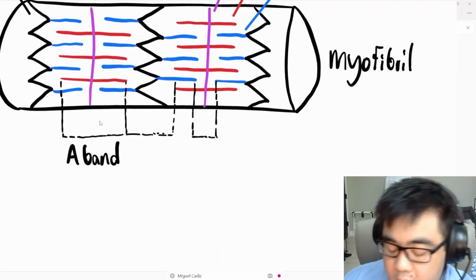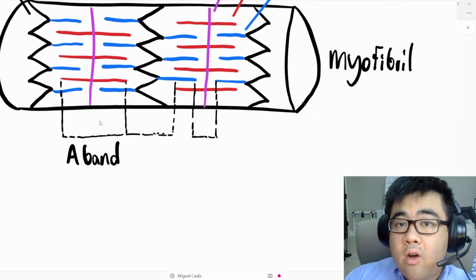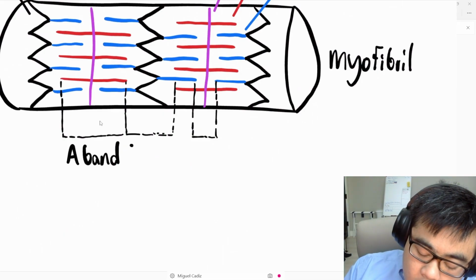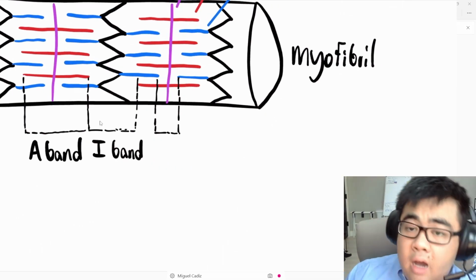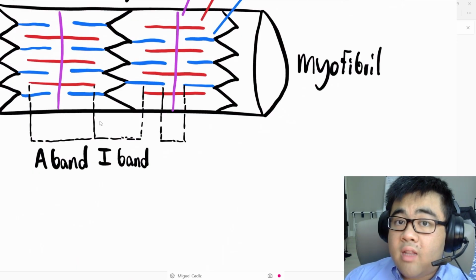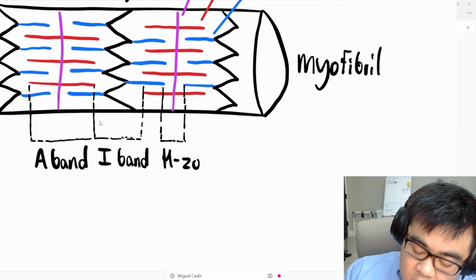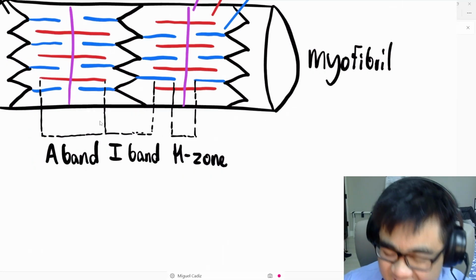Next, you have the region where the thin filaments only exist without any overlap with the thick filaments. So that would be your I band. And finally, you have the region where only thick filaments exist with no overlap with thin. That would be your H zone. It changes from band to zone for some reason. I'm not too sure why.